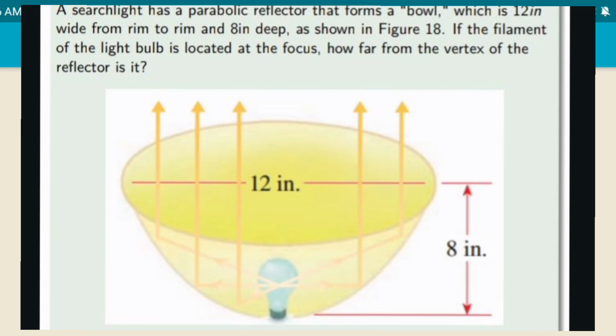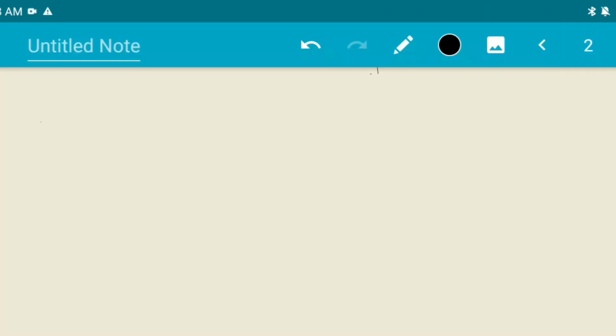Okay, so we're told that a searchlight has a parabolic reflector that forms a bowl which is 12 inches wide from rim to rim and 8 inches deep as shown in the figure. If the filament of the light bulb is located at the focus, how far from the vertex of the reflector is it? So basically what they've told us here is this.